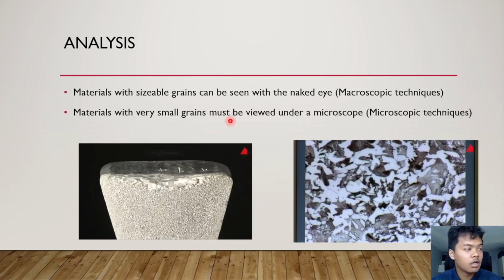And last but not least, we got analysis. After preparing the specimen, what we do next is we analyze. So there are really two types of analysis. First with the naked eye, and next with the help of a microscope. Material with sizable grains can be seen with the naked eye. This is called macroscopic techniques. Macro meaning big. And then for smaller materials, we use a microscope, called microscopic techniques here.